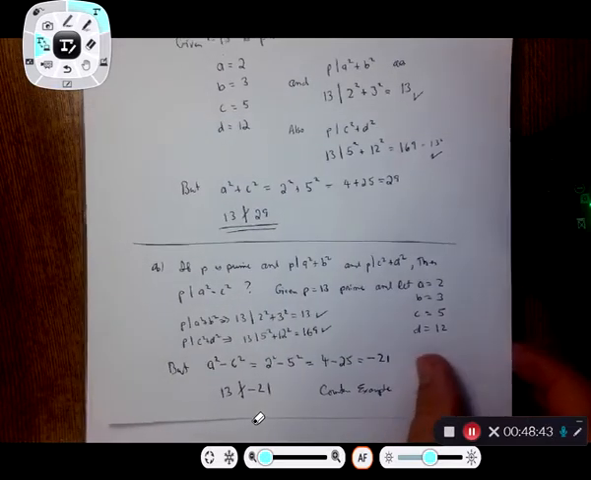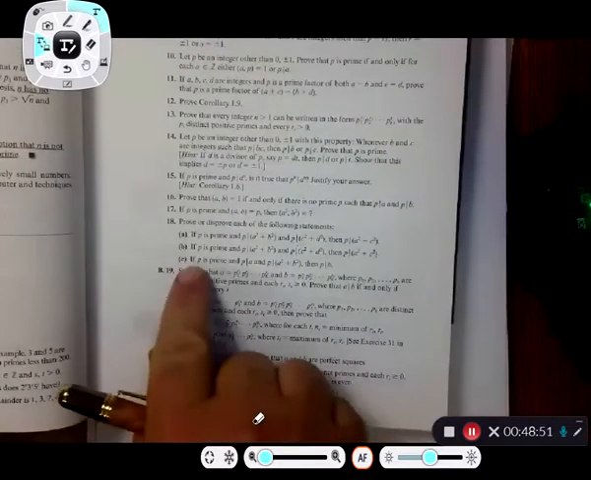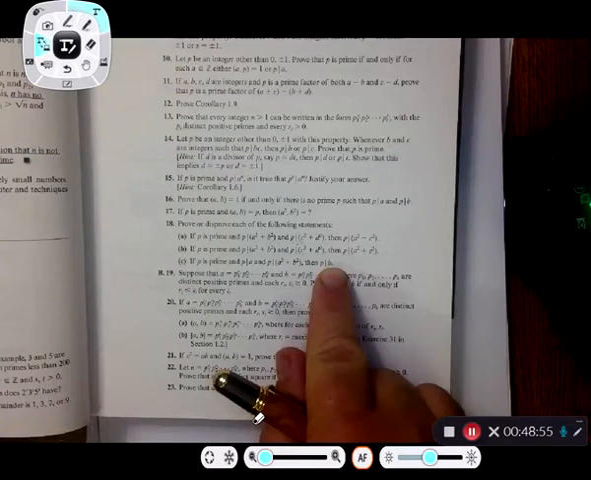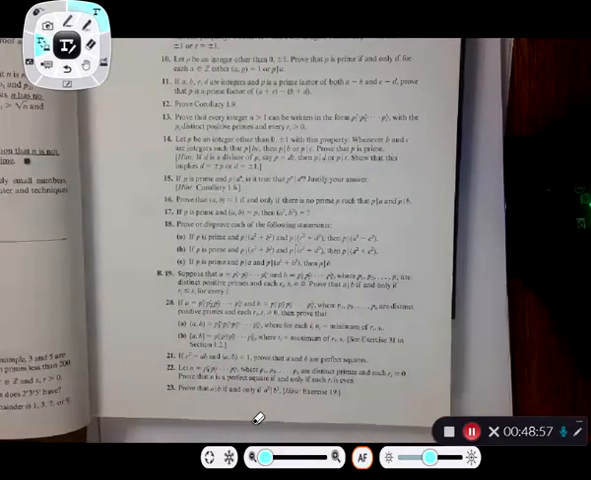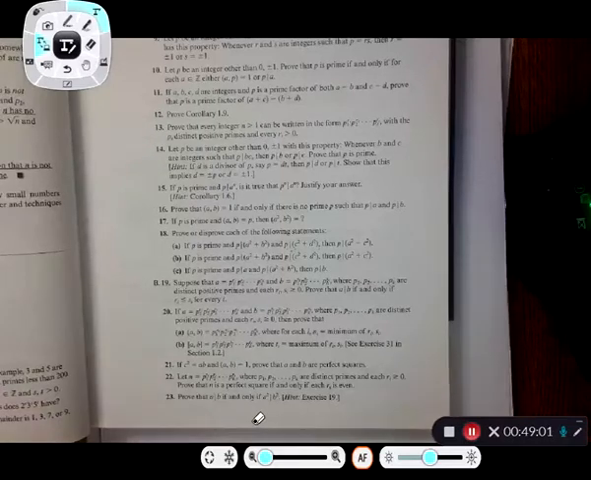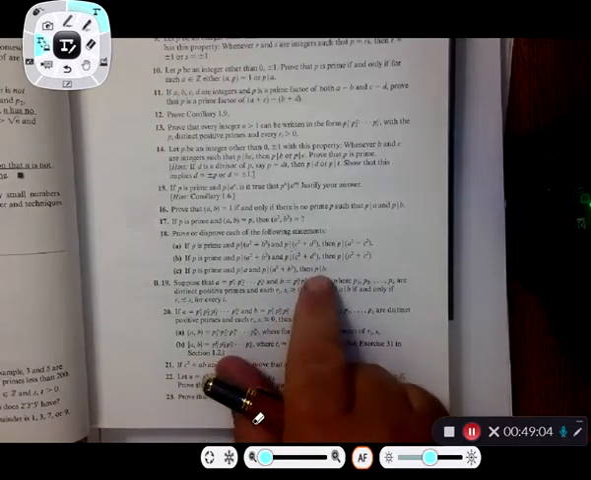Now, part C of this guy. The first one was false and the second one was false. So what are the odds on the third one? I believe this one is going to be true. If P is prime and P divides A and P divides A squared plus B squared, then is it true that P is going to divide B? That's going to be a true statement. So I kind of want to show you something here.